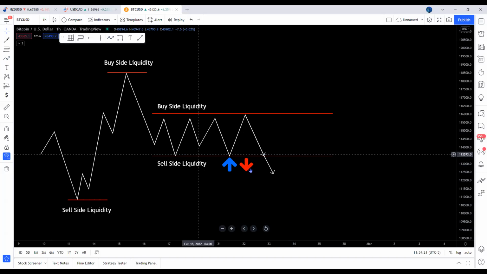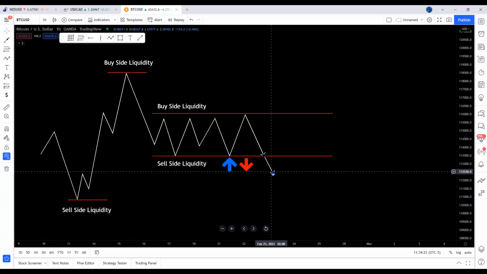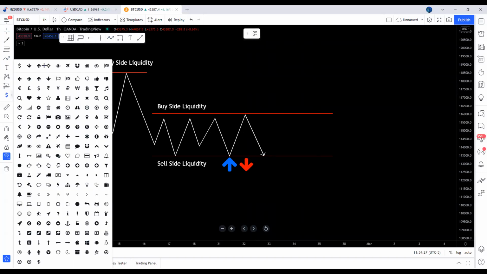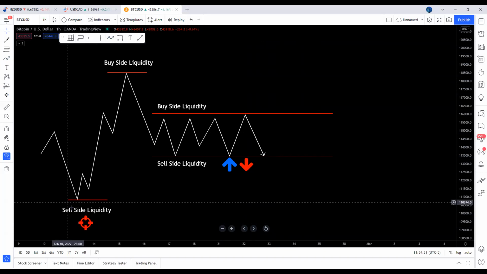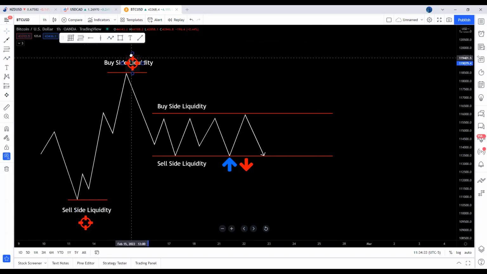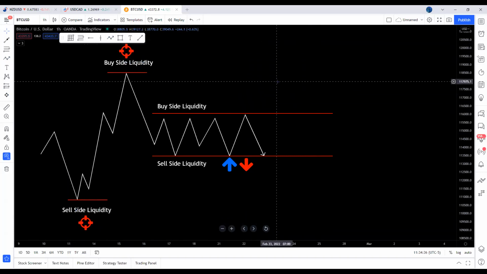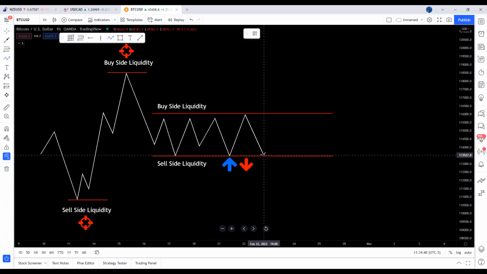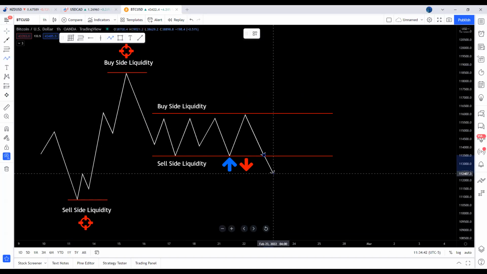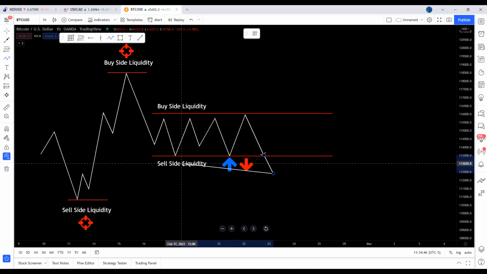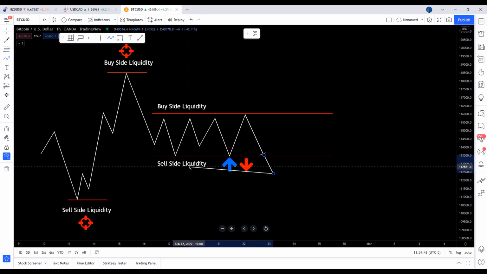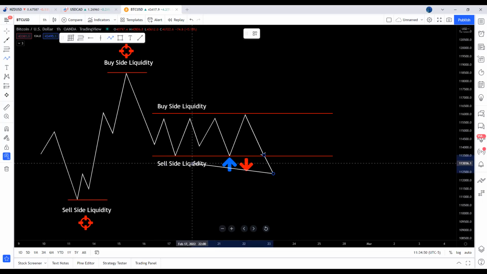And just as a side note, remember that these are targets. Remember that they're targets, right? Now, price slightly stops people out, very slightly, right? It goes lower, it breaks the sell side liquidity. So sell side liquidity, at least locally, has been taken out.